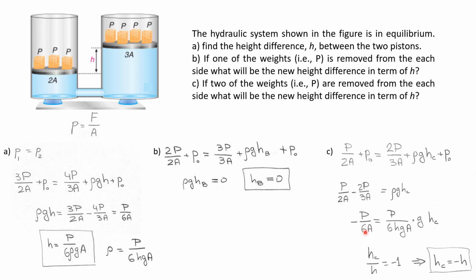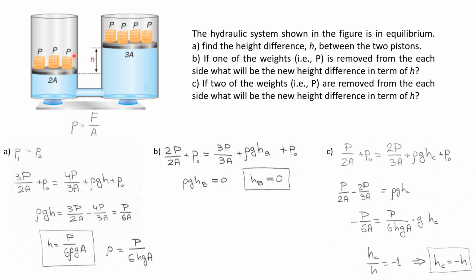minus P over 6A. And if you recall, we calculated what rho was in terms of H, A, and P. So for rho, I'm going to put this in here. So I have P over 6HGA times G here and times HC. Well, P cancels out from both sides, A cancels out, 6 cancels out, and I end up with essentially HC over H equals -1, right? So everything cancels out. A, G, P, 6. So HC equals -1, or HC equals negative H.